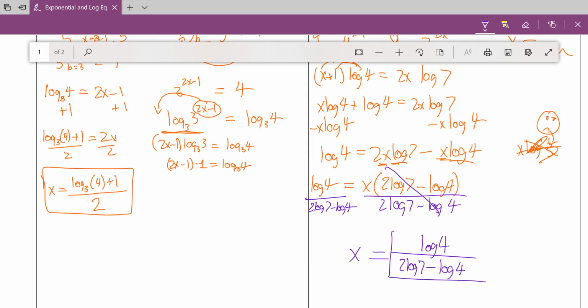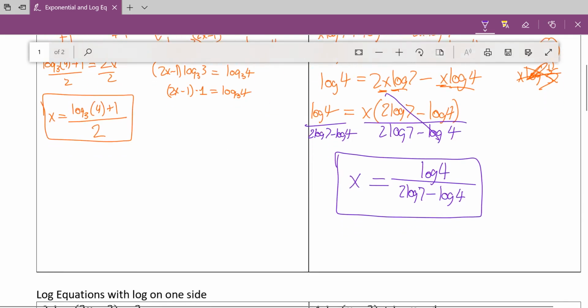Now that's an ugly looking answer. We did get x by itself. We don't have any variables on the right side of the equation. These are all just numbers that I could compute the value of if I needed to. But this is our final simplified answer.